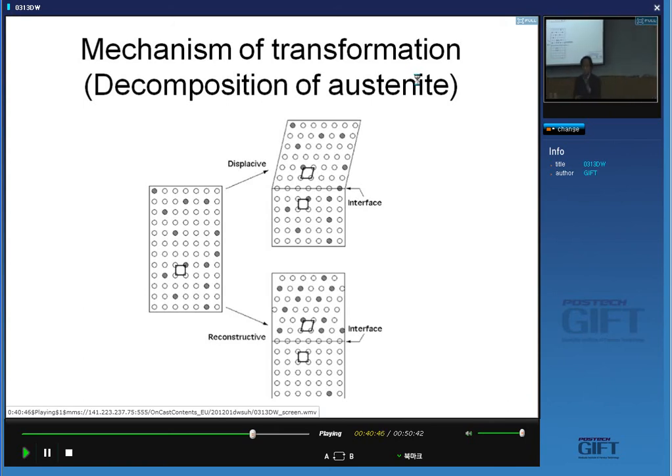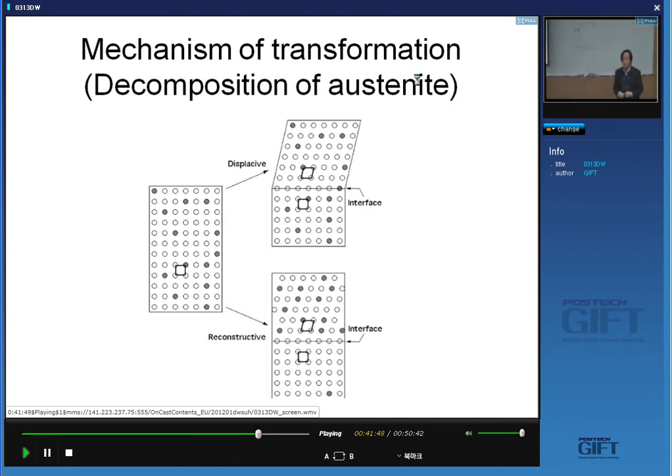In the reconstructive transformation, the lattice atoms randomly cross the interface between the mother phase and the new phase. This is the interface, this is mother and this is new. When the interface is moved, the atoms in the mother phase randomly jump to the new phase. And there are no rules about the position. We do not know the position of one atom in the mother phase and the one atom in the new phase. There is no relationship. It is randomly determined.